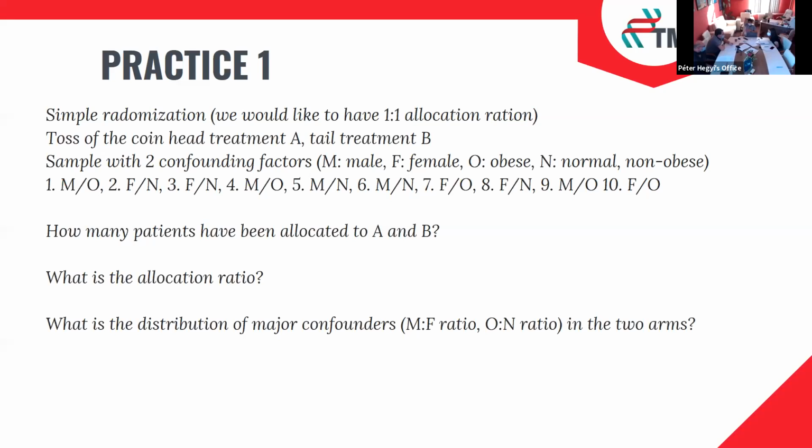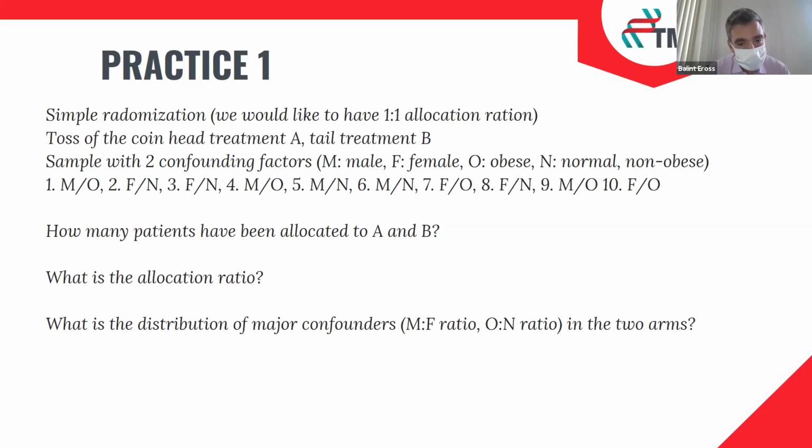So in the first arm we have 3 males and 1 female, and we have 1 obese patient and 3 non-obese. And in the second arm, we have 2 male and 4 female patients, and we have 4 obese and 2 non-obese patients. So, in a nutshell, simple randomization could not help you to have equally distributed confounders in each treatment group. Can we go to Nori's room?